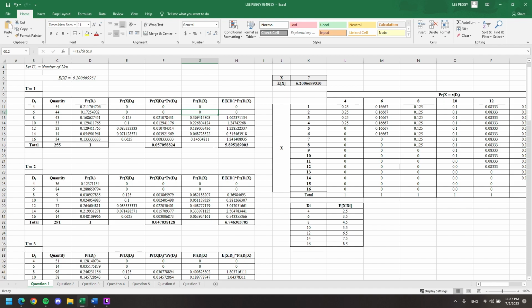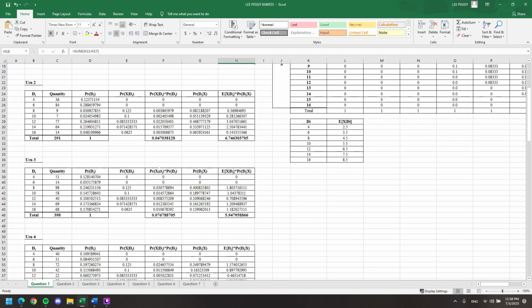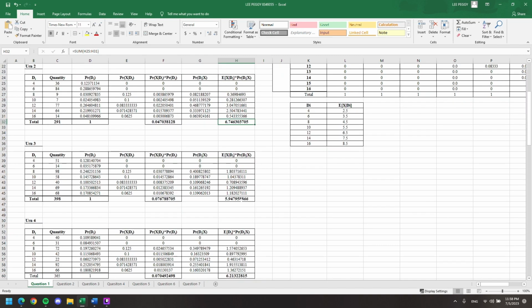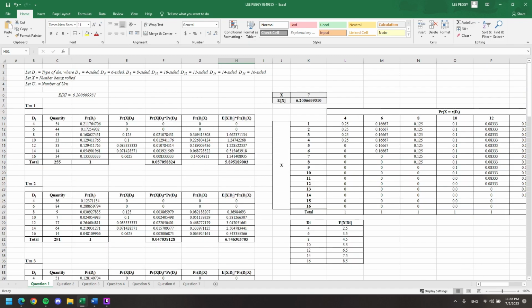So with these values, we can get the expected value of X. By the law of total expectation, we can get E[X] by multiplying E[X given Di] and the probability of Di given X. By adding up all the values, the total equals E[X] in this urn. So by repeating the same steps for the other 3 urns, we can get the values of E[X] for each of them. Then we can sum these 4 values and divide by 4 to get the average.